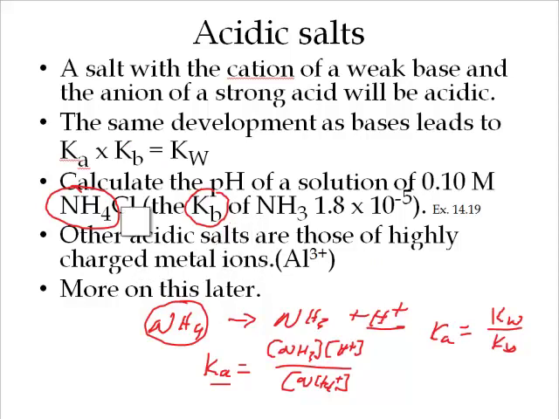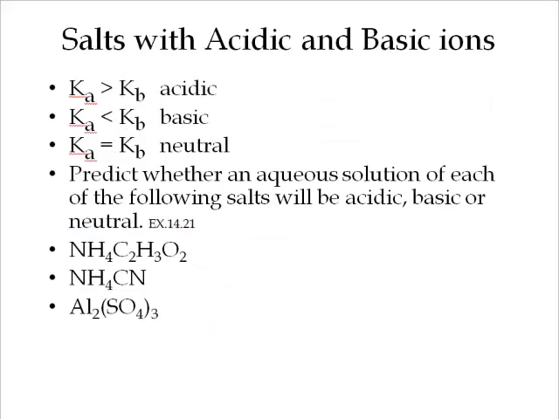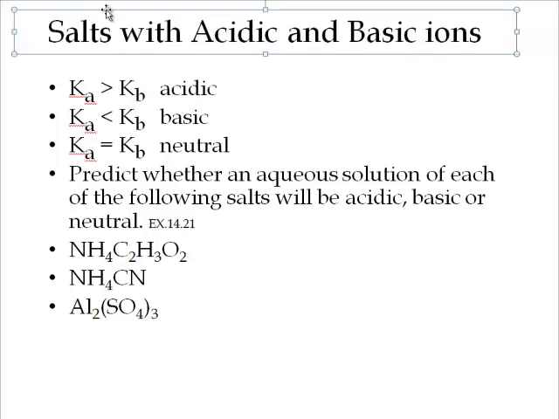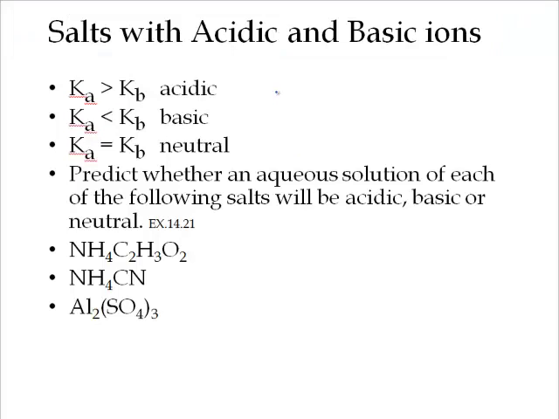And then I have one more bullet here. Other acidic salts are those of highly charged metal ions, and we will talk about that in another podcast. So let's just look at this one last thing: salts with acidic and basic ions. Now, imagine you've got a compound that has both acidic and basic ions. Ooh, what in the world could happen there? Well, let me give you an example. Let's say I have ammonium cyanide.